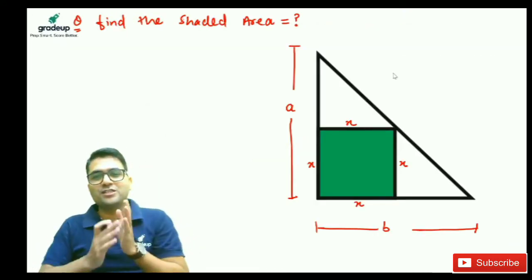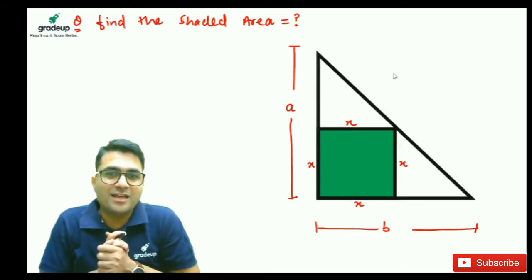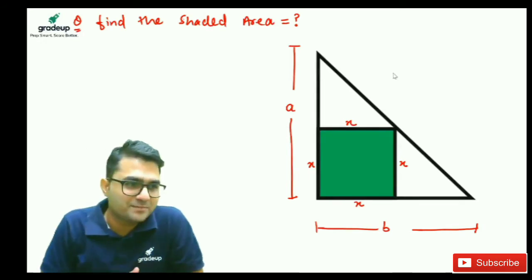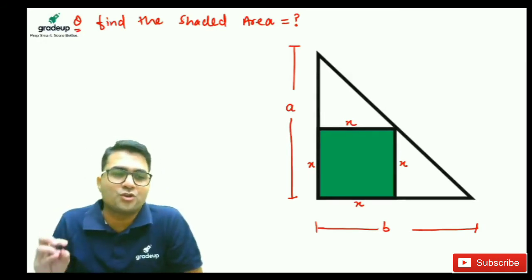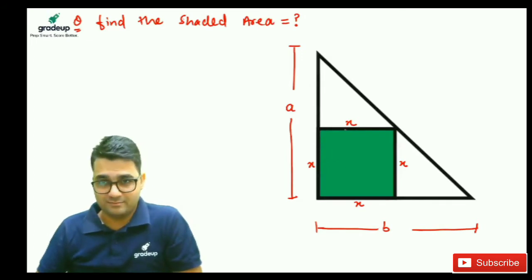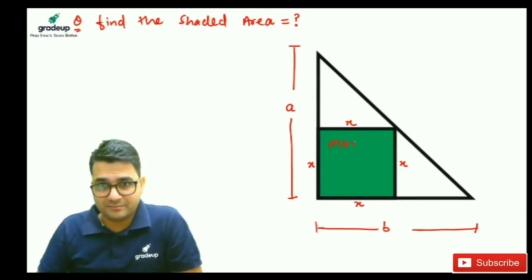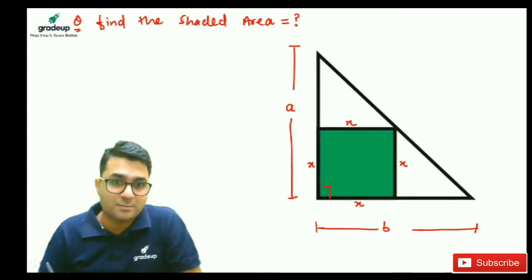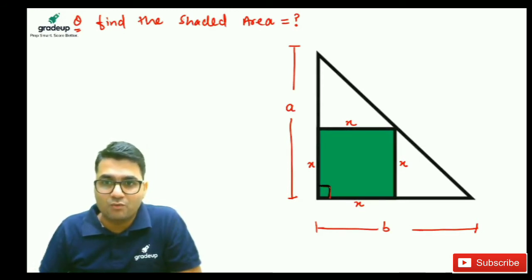Now this question is a very famous question in railway exams and the SSC exams. So in such type of question, remember this thing. This is the maximum size square. Yes, this square is always the maximum size square. Always remember this thing. And this is the right angle triangle given in the question.